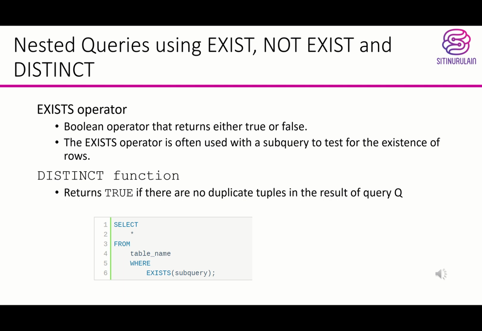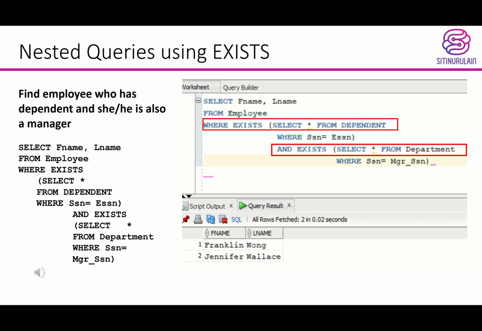The distinct function returns true if there are no duplicate tuples in the result of query Q. The slide shows an example of a query using the exists operator to retrieve all employees who have dependents and also a manager.